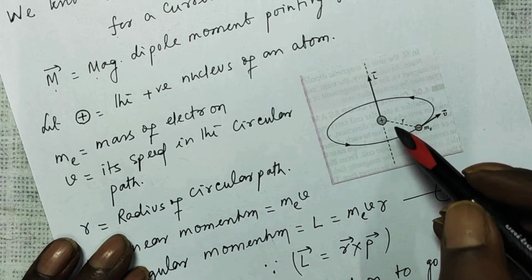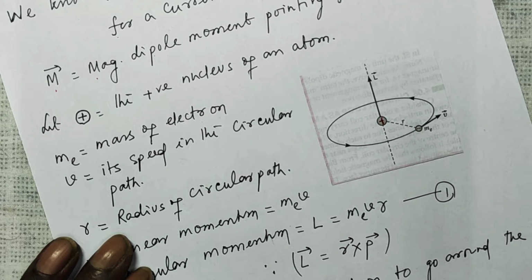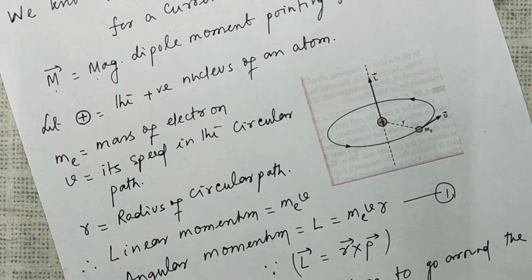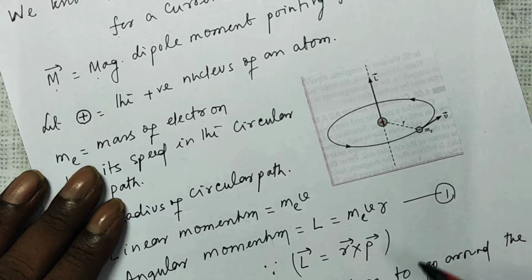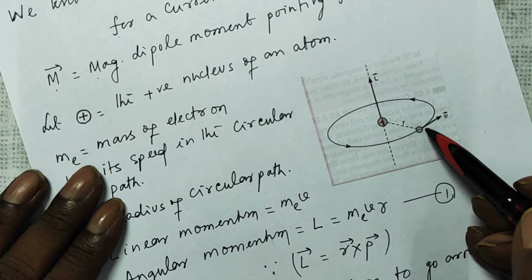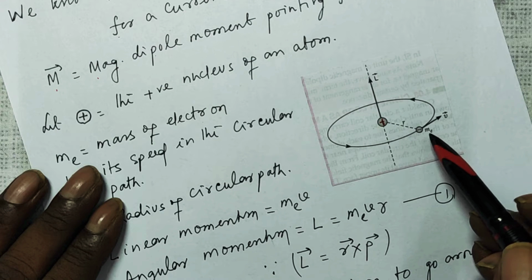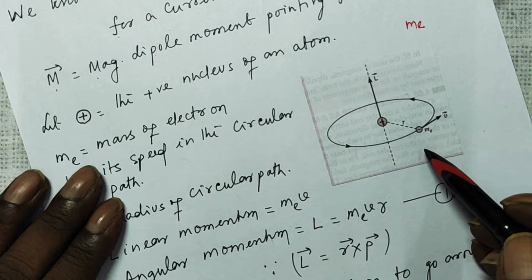This central portion is positive, that is the nucleus, and as you know, the nucleus is positively charged because it has fundamental particles like protons. Protons are positively charged, neutrons are neutral, so as a whole it is positively charged. Suppose an electron is moving like this, m_e. Here it is written m with a subscript e, means mass of the electron.